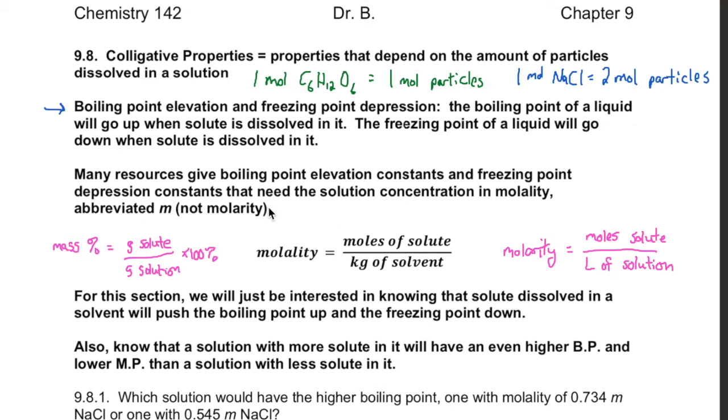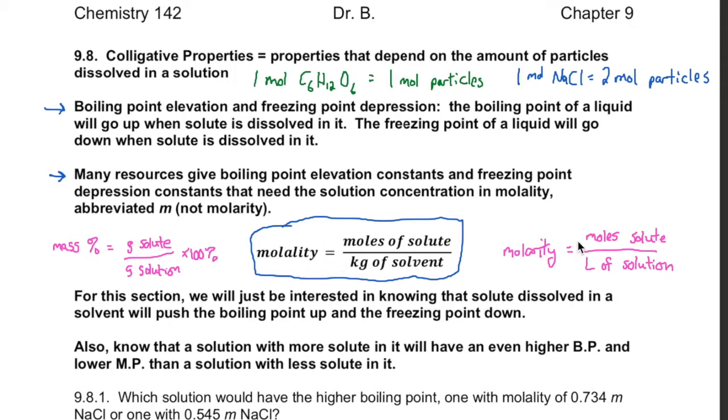A lot of times you can do calculations on colligative properties. We're not going to. You might see some resources, if you look into this further, that you calculate what the boiling point or freezing point would be based on the concentration of solute that's in the water. And most of the time, these calculations require the concentration to be reported in molality. That's a concentration unit that we haven't been looking at in this course. I just wanted to mention it here.